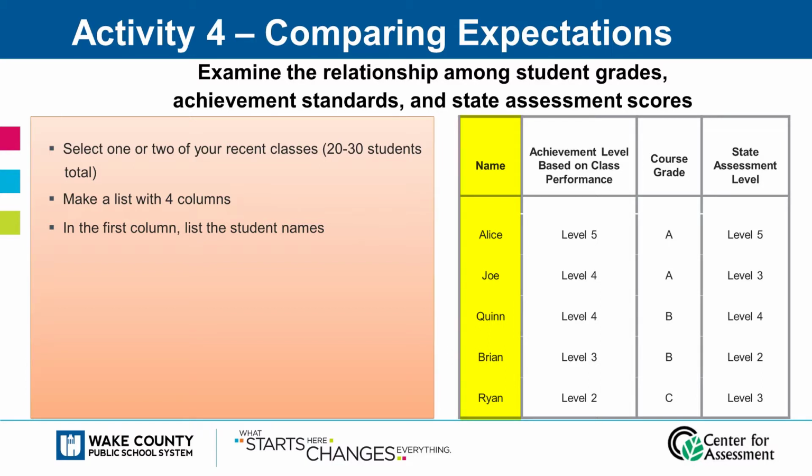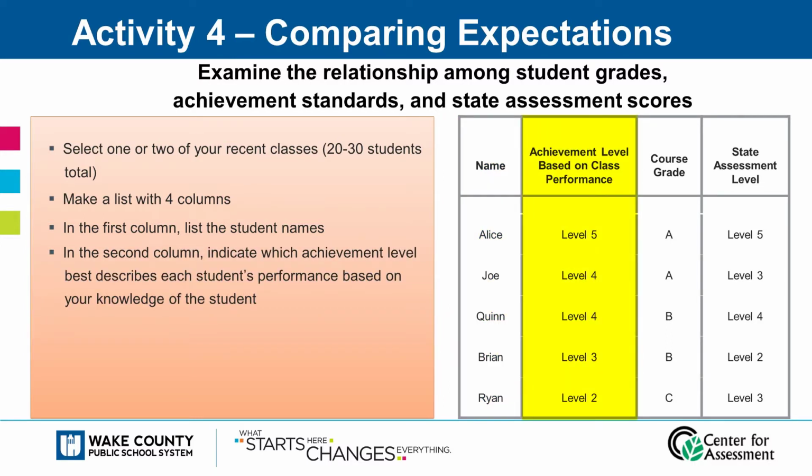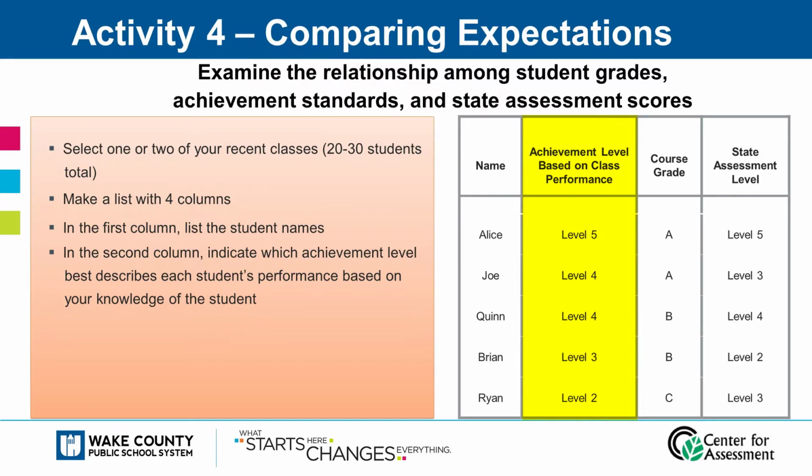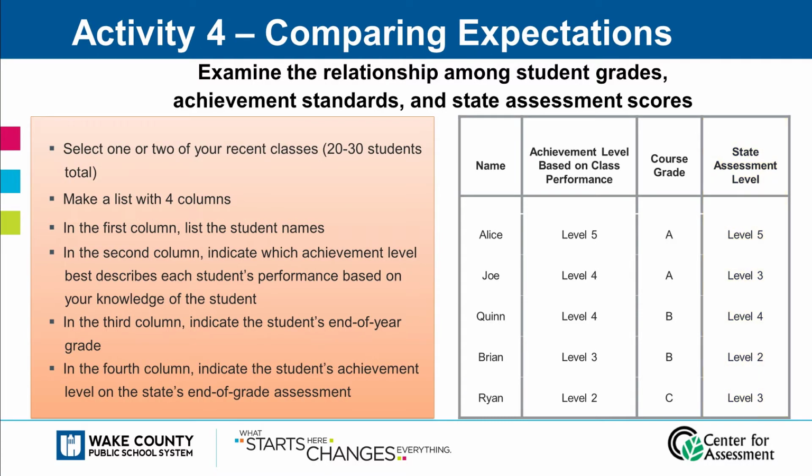Next, review the state's achievement level descriptions for your grade and content area. In the second column, indicate which achievement level best describes each student's performance based on your knowledge of the student. This is not asking how your student will perform on the test, but based on what you've seen of the student's performance in class, which achievement level best describes that student's performance. In the third column, indicate the student's end-of-year grade. And then in the fourth column, indicate the student's achievement level on the state's end-of-grade assessment.